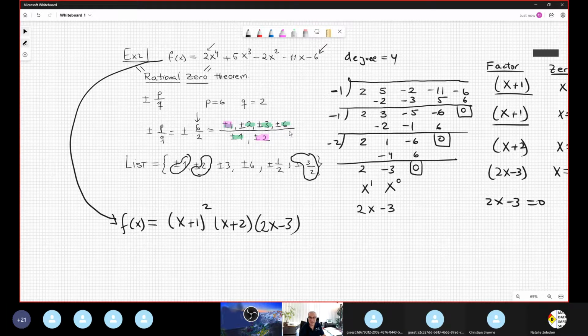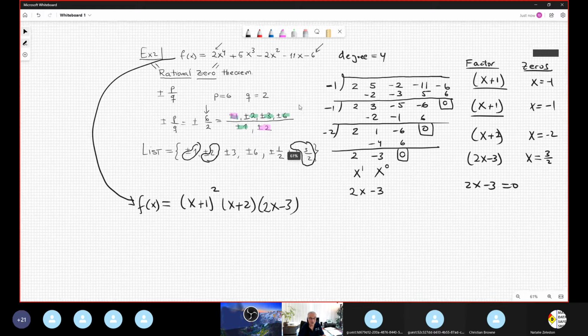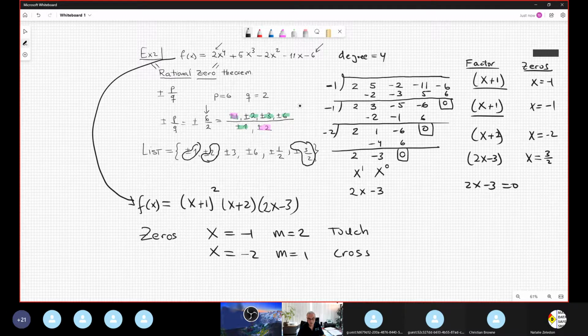And suppose in some question they ask me, so what are the zeros? What are the zeros of this polynomial? Well, it's x equals -1 multiplicity 2. And remember, when you have multiplicity 2, it touches the axis, because it's twice, you know. X equals -2 multiplicity 1, cross. And x equals 3/2, which is 1.5, positive, multiplicity 1, again cross.